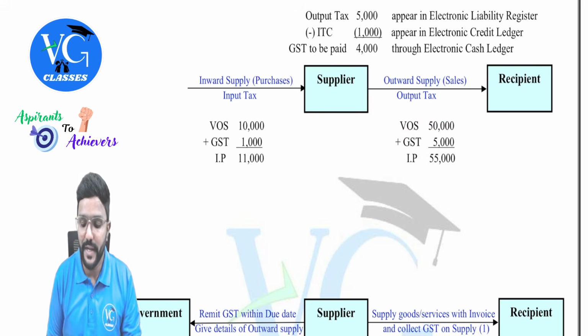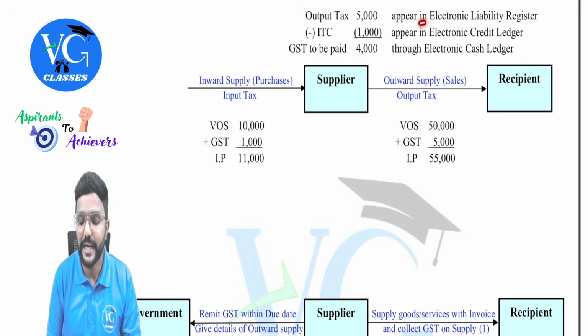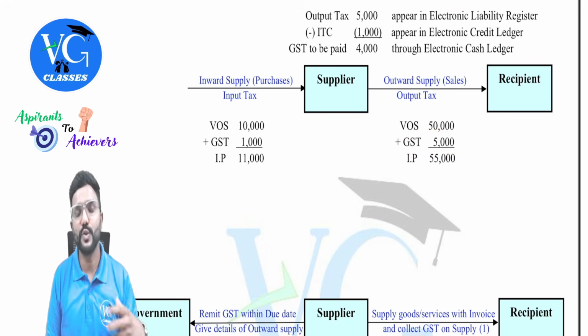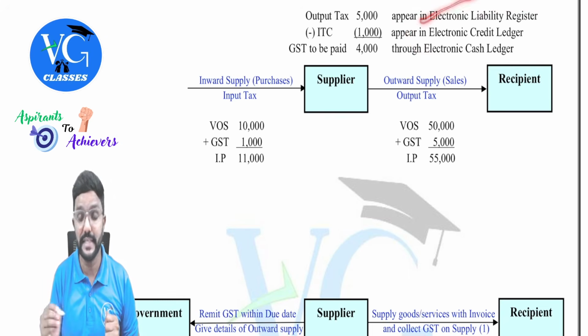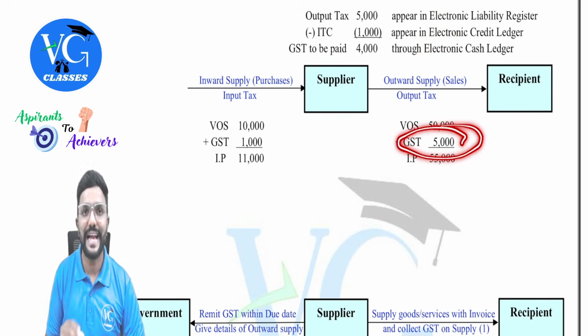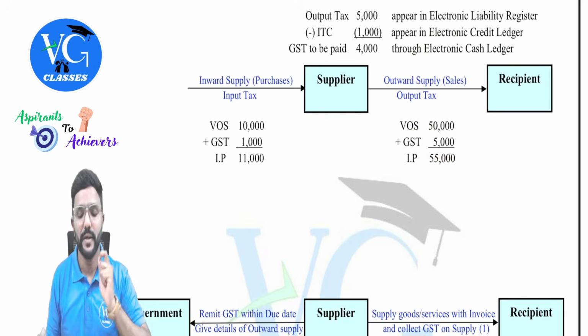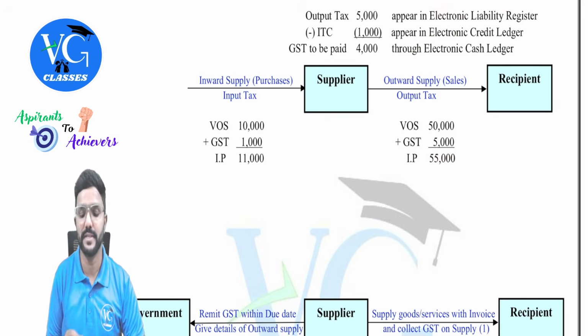Okay, sir. So whatever he is liable to pay, that is the 5,000 output tax, will appear in the electronic liability register. As soon as a person registers under GST, in his GST profile on the GST portal, there will be three ledgers or registers, guys: the electronic liability register, the electronic credit ledger, and the electronic cash ledger. Okay. So whatever output tax he is supposed to pay on his outward supply, which is disclosed in his GSTR-1, will appear in the liability register, which is 5,000 in my example.